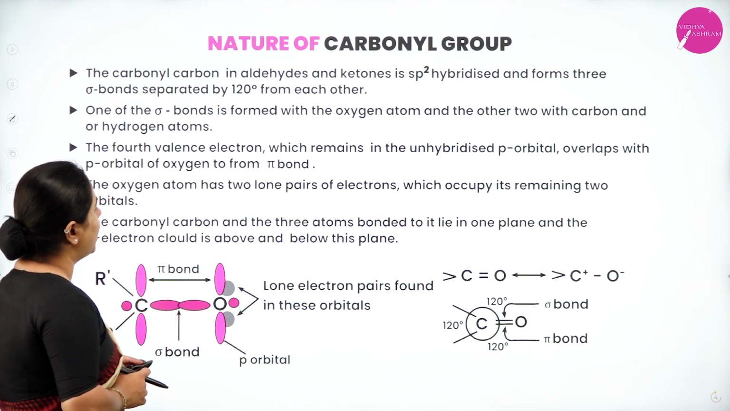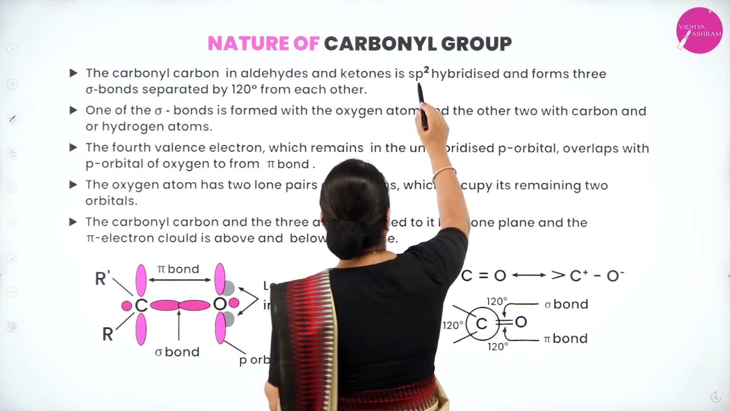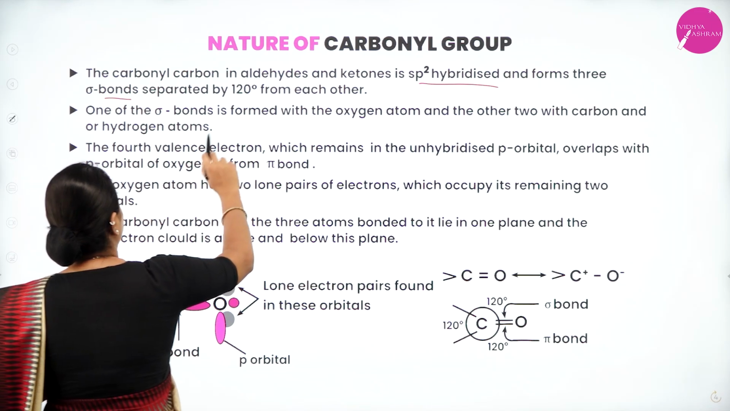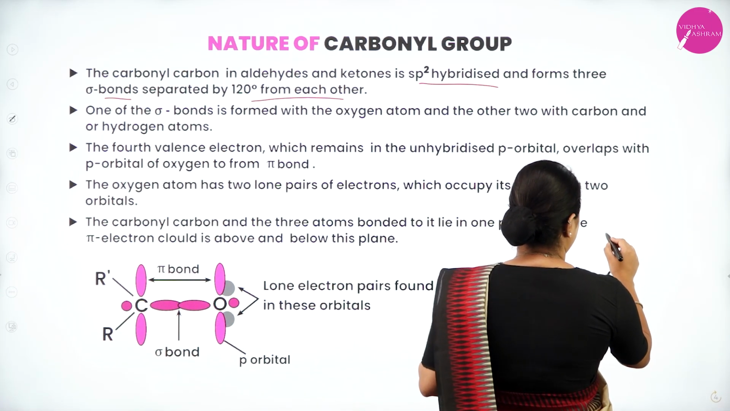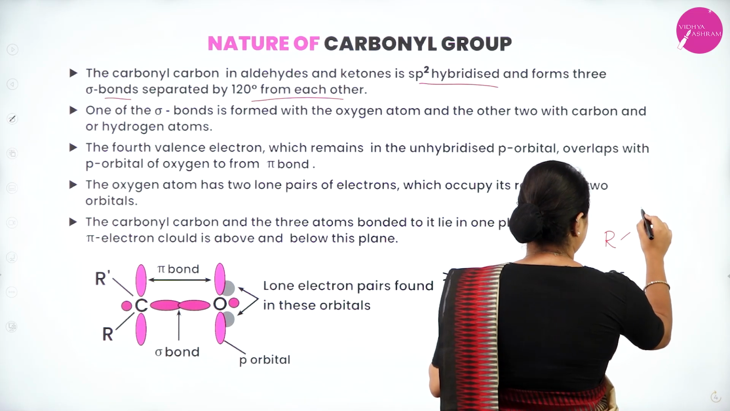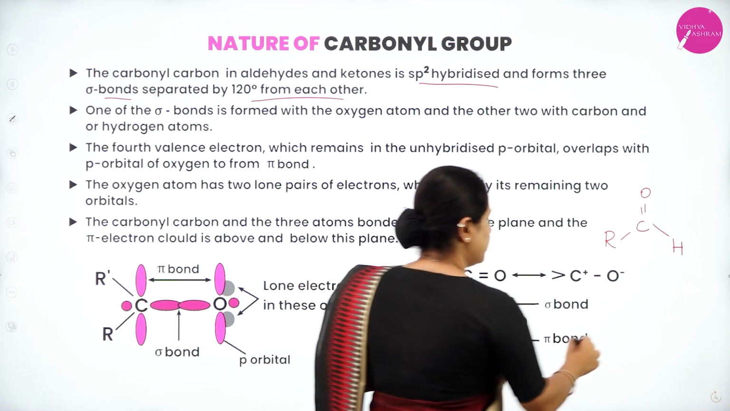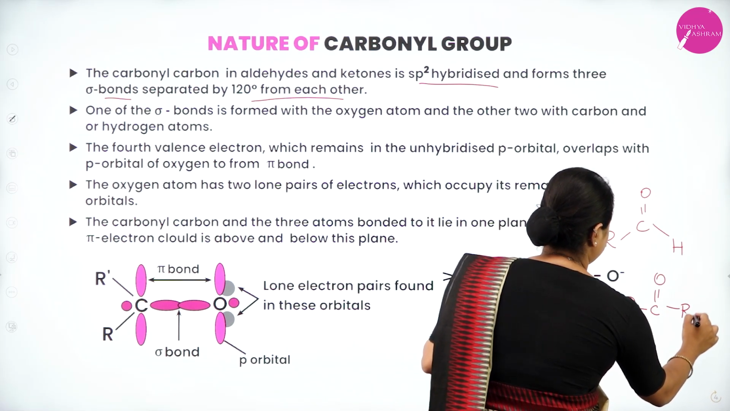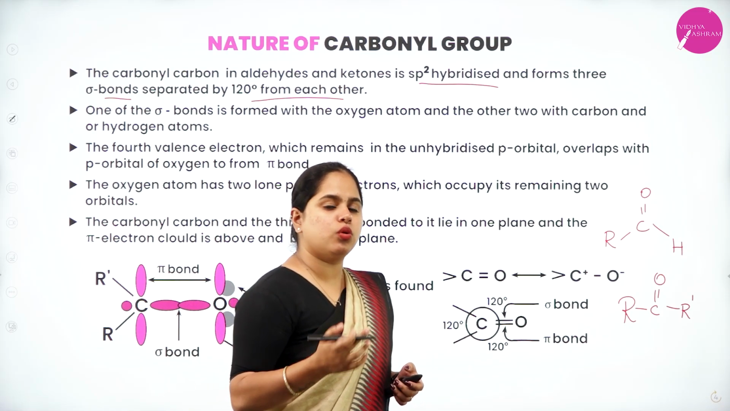So the carbonyl carbon in aldehydes and ketones is sp2 hybridized and forms 3 sigma bonds separated by 120 degree from each other. So what was the structure? As you can see, this will be your aldehyde, right? And the general structure of ketone is RCOR dash. Okay, so in both of these cases, the carbon atom is sp2 hybridized.